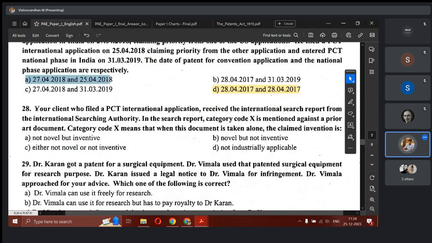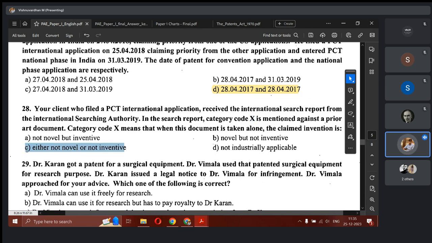Then 28. Your client who filed a PCT international application received the international search report from the ISA, and in the search report, category code X is mentioned against a prior art document. Category code X means that when the document is taken alone, the claimed invention is... this is what we worked on in TVS. Just Google it and understand it. So basically, when the ISR report comes, you'll get three kinds of objections. X will come, Y will come, and Z will come.